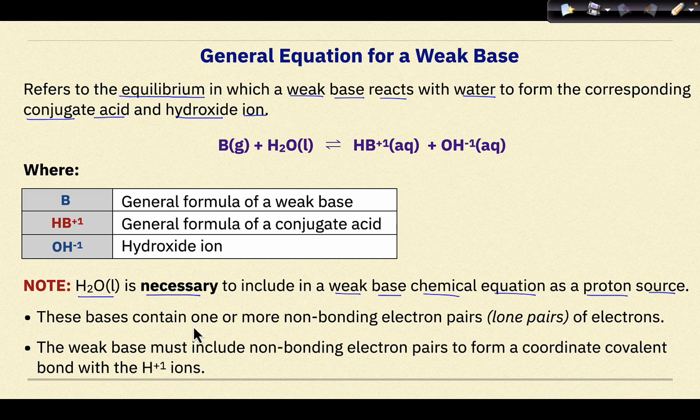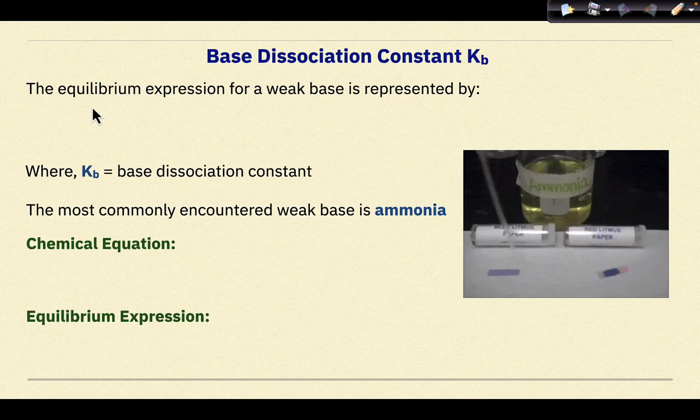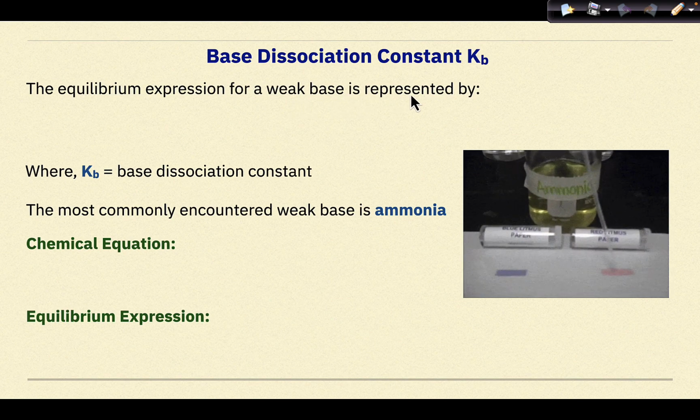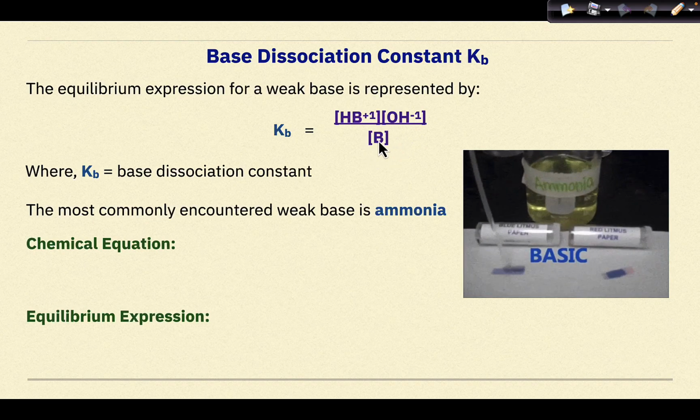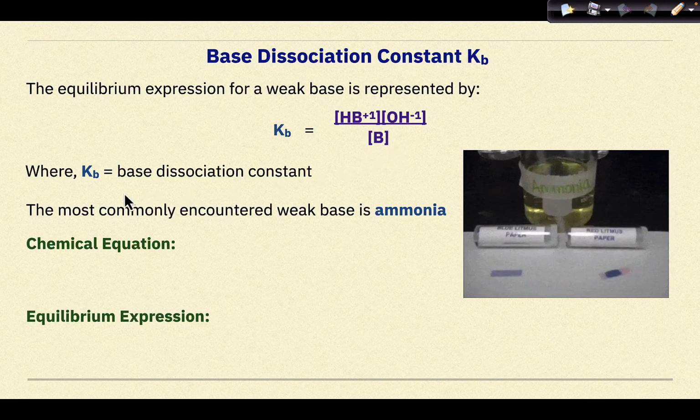These bases contain one or more non-bonding electron pairs, or lone pairs of electrons. The weak base must include non-bonding electron pairs to form a coordinate covalent bond, otherwise known as a dative bond, with the hydrogen ions. The equilibrium expression for a weak base is represented by Kb is equal to the concentration of the conjugate acid times the concentration of the hydroxide ion divided by the concentration of the weak base, where Kb is the base dissociation constant.